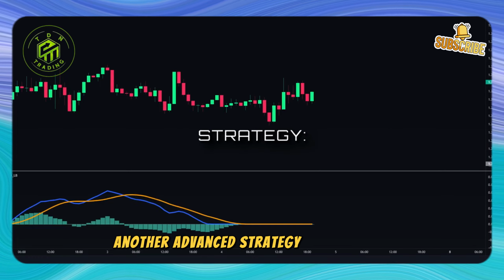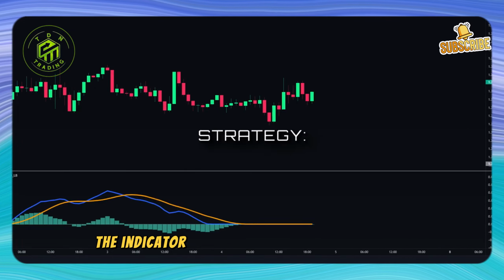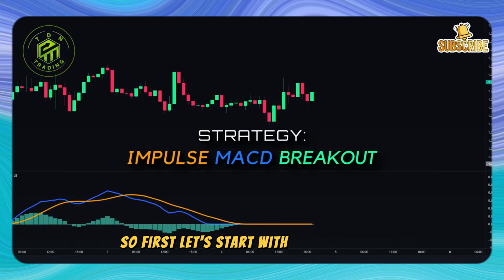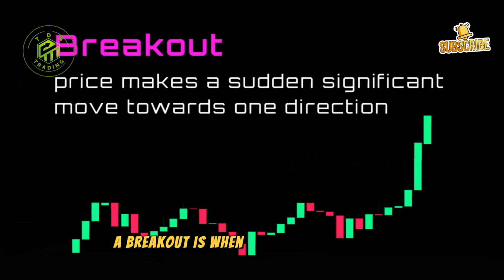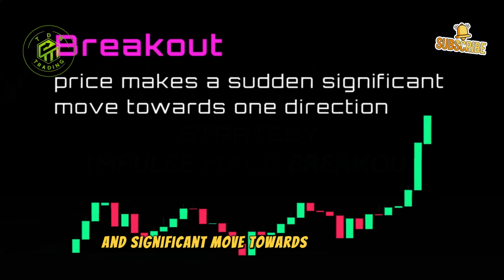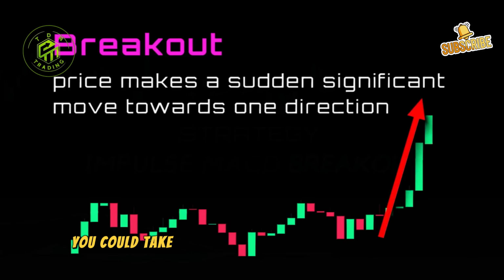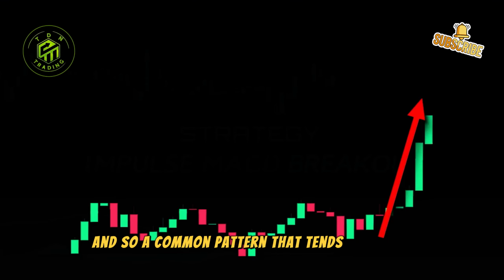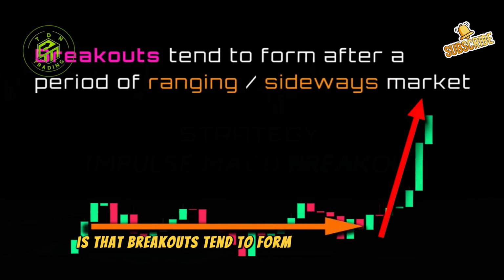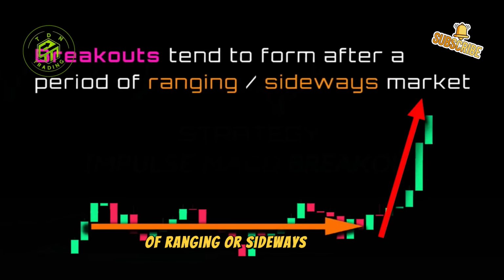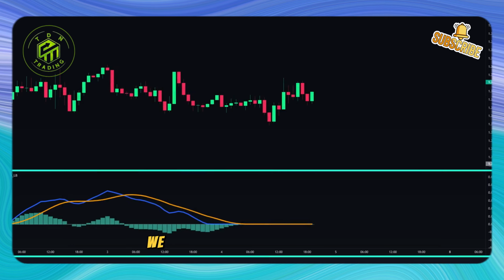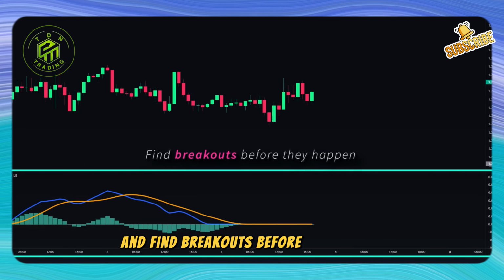Another advanced strategy that you can utilize with the impulse MACD indicator is by using it to hunt breakouts. So first, let's start with the definition. A breakout is when price makes a sudden and significant move towards one direction. And if you could take advantage of these significant moves, it could result in a massive profit with minimal risk. And so, a common pattern that tends to happen is that breakouts tend to form after a long period of ranging or sideways market. And by using the impulse MACD's ability to identify these ranging markets, we can use it to our advantage and find breakouts before they happen.